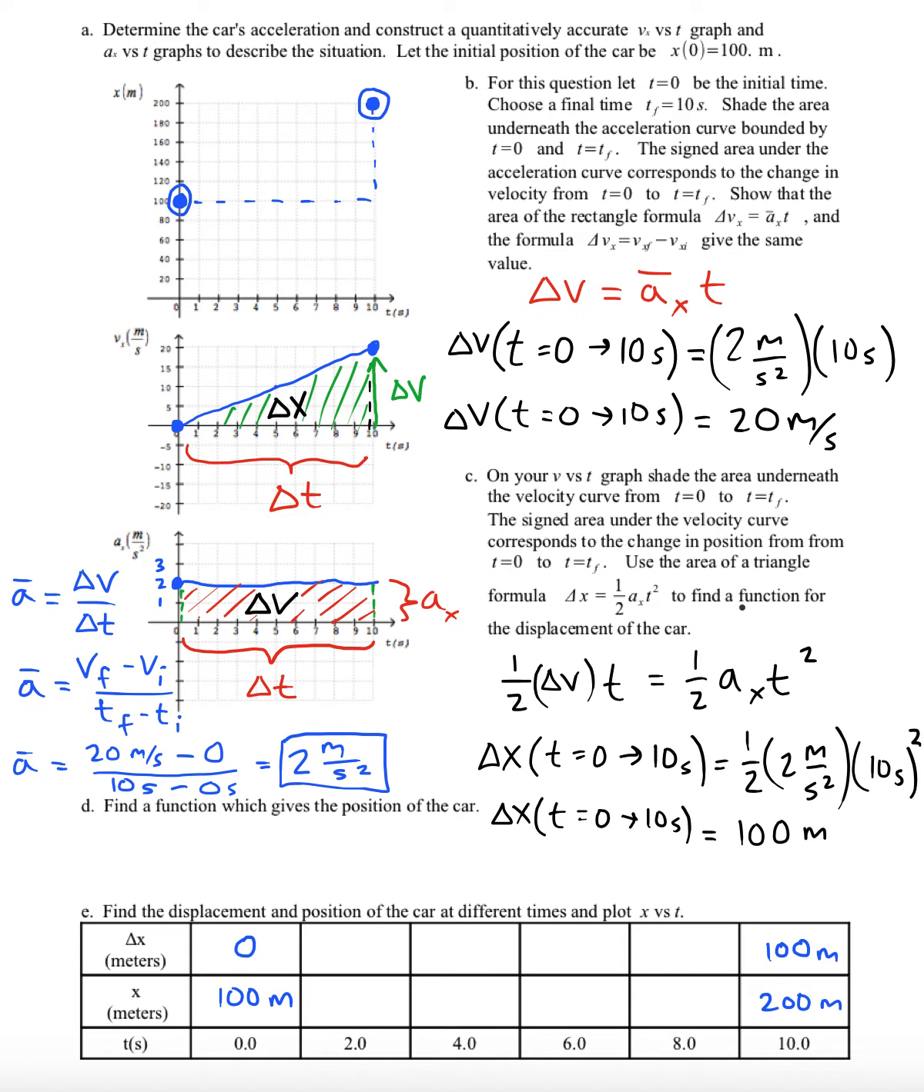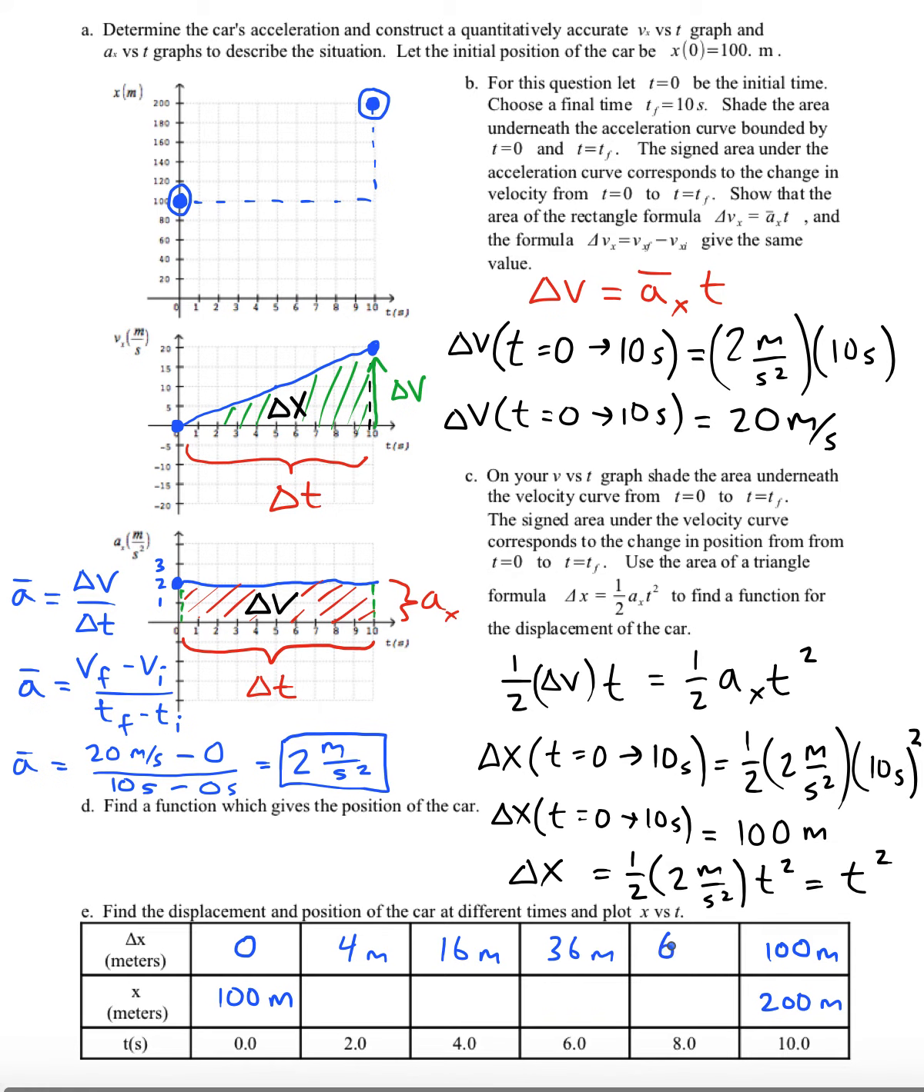So we want a formula which will give us the displacement of the car. And that's just going to be simply delta x equals 1/2 times 2 times t squared, which is basically just going to be t squared. So now we can go through and fill in all our displacements. It's going to be 0 squared, then 2 squared, 4 squared, 6 squared, 8 squared, and 10 squared.